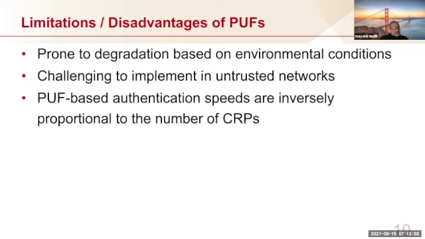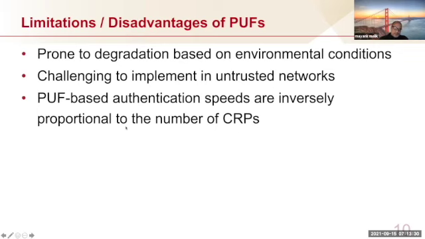CRPs are challenge response pairs. The way a PUF function is modeled, you basically issue a challenge to the function and the function responds back with a response. And somewhere else outside of the device, one needs to maintain a map of all the challenges against all the responses. And the bigger that map gets, the slower the PUF authentication speeds are.